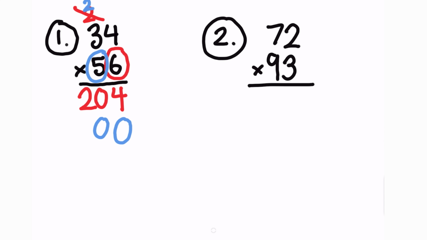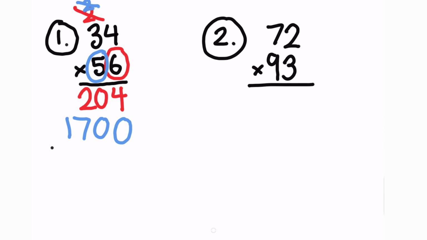Then we do 5 times 3, which is 15. But we add the 2 we just saved, and we cross it out. So 15 plus 2 is 17. So we write our 17.